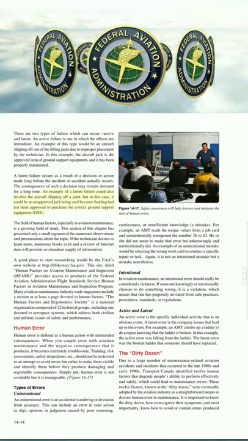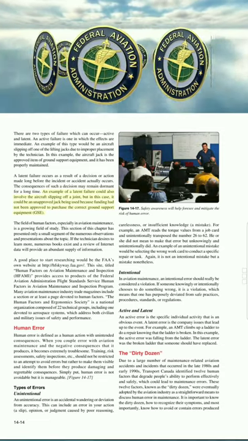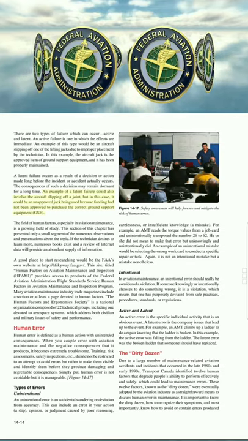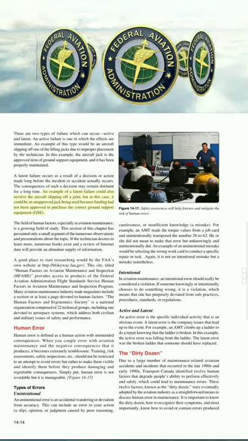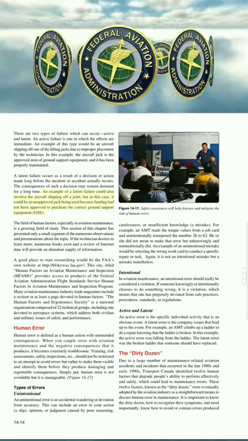An example of a latent failure could also involve the aircraft slipping off a jack. But in this case, it could be an unapproved jack being used because funding had not been approved to purchase the correct ground support equipment, GSE.